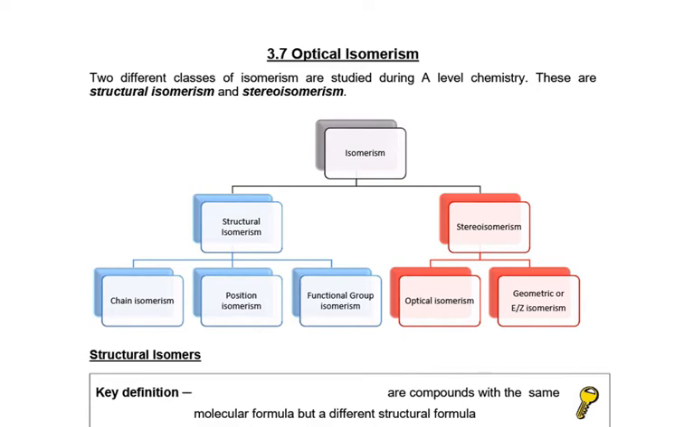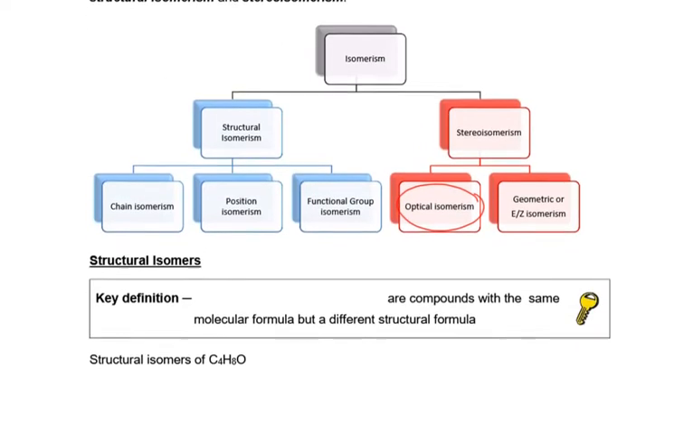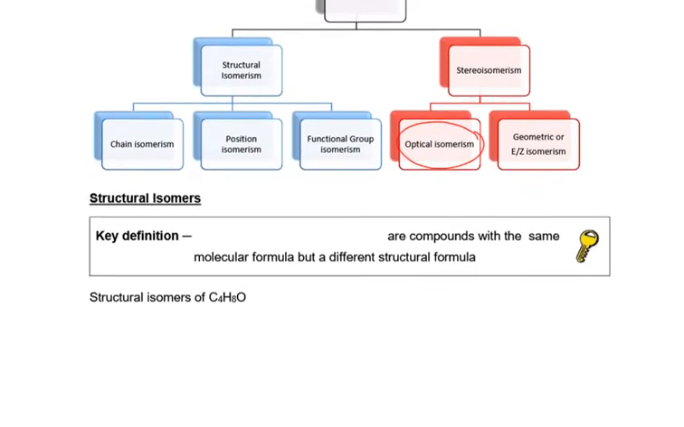In this video we're going to recap isomerism from earlier in the course, looking at the difference between structural isomerism and stereoisomerism, and introduce a new type of isomerism called optical isomerism. So we're going to recap on our previous types of isomerism and add that extra one, optical isomerism. So we're just going to look down the left hand side of this tree and look at structural isomers.